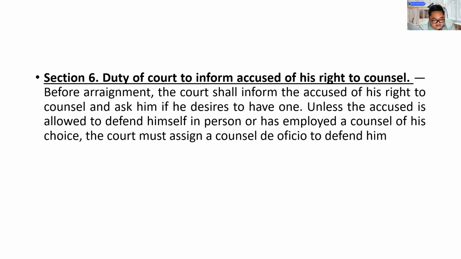So basically, Section 6 allows the court to inquire from the accused whether or not he has a lawyer. So usually, indigent individuals do not have a lawyer because they do not have the means to pay for a private lawyer. So the court will first ask, do you need to secure the services of a lawyer? Is it okay if the court will appoint the public attorney's office to stand before you as lawyer for the time being, or for the time of arraignment? So that is basically what Section 6 provides.